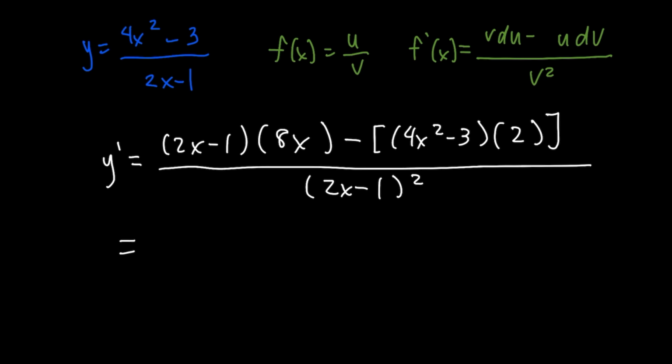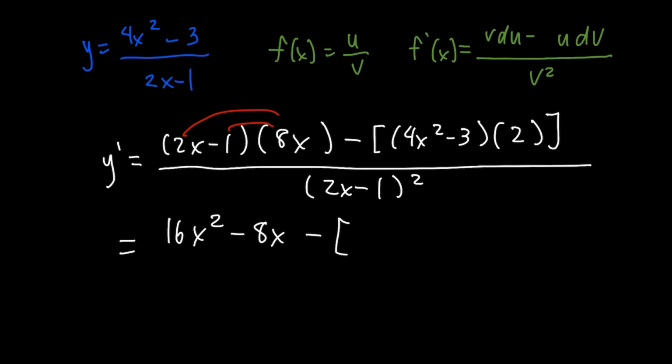So let's simplify things here. Let's distribute 2x here. So 2x times 8x, that is 16x squared. Negative 1 times 8x, that is negative 8x.